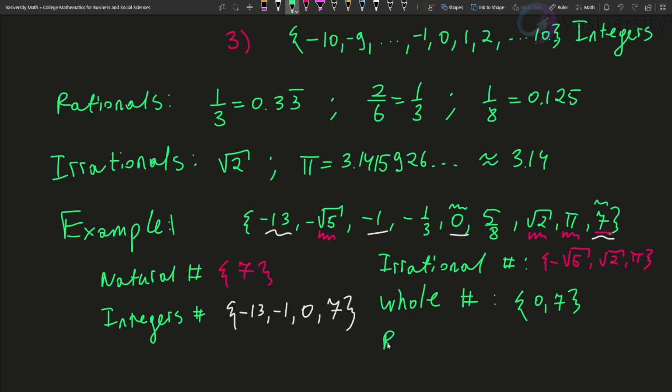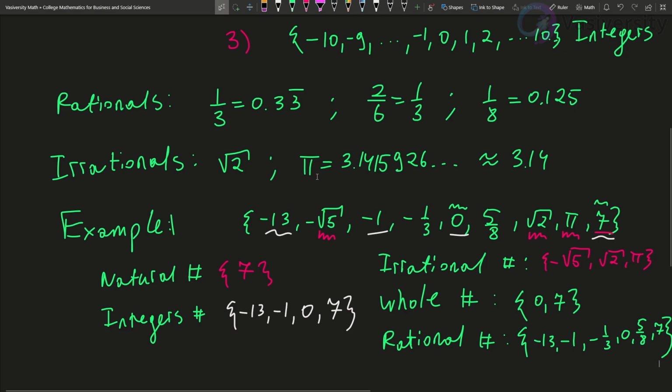Rational numbers are all of the numbers that can be viewed as a fraction, right? So rational numbers are negative 13, negative 1, negative 1/3, 0, 5/8, and 7. Right, negative 13, negative 1, and 7 can be viewed as a fraction, right? Because we can say negative 13 over 1, or negative 26/2. That's a fraction, right? Perfect. So we know how to classify. So now we know how to classify properly the real numbers and what kind of real numbers we have.